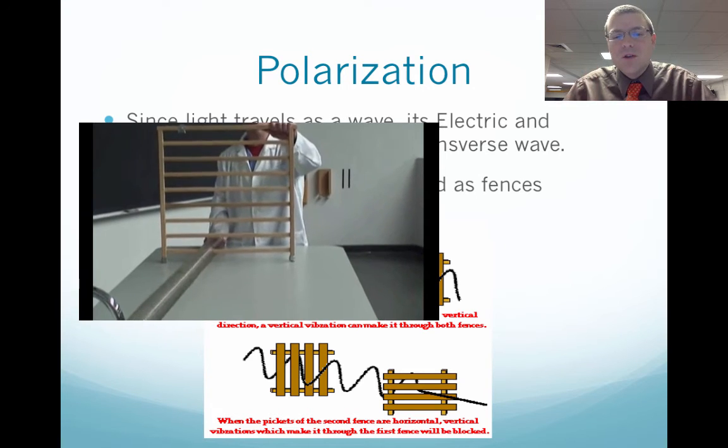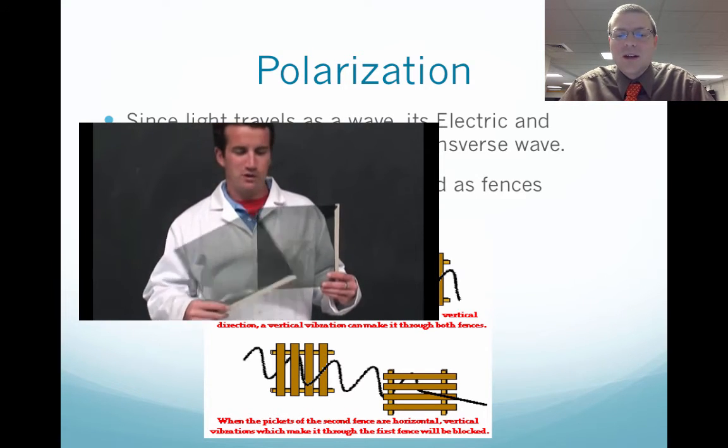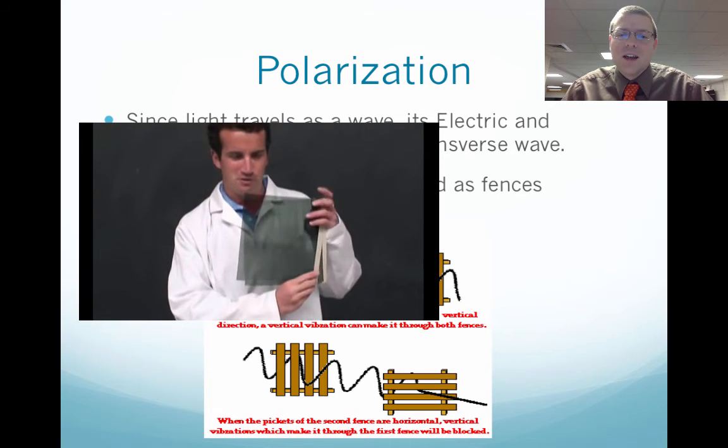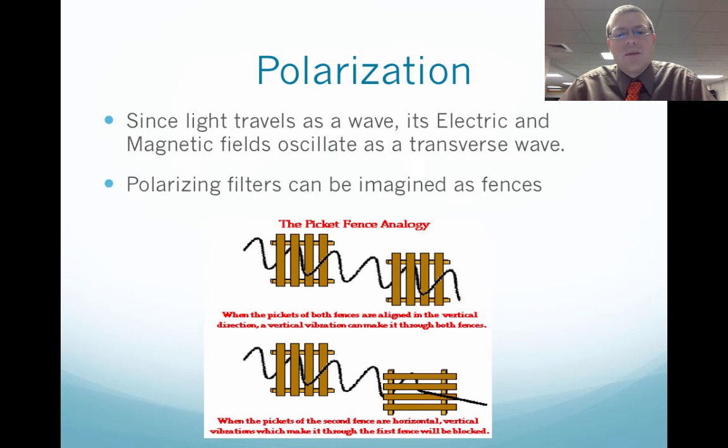So if the two filters are parallel to each other, then the light passes through the whole way. But if you turn them 90 degrees, that's when you can block light completely. If light was just particles, it would pass through those fences no problem. But since it is a wave, it is getting absorbed if it doesn't make it through those fences.